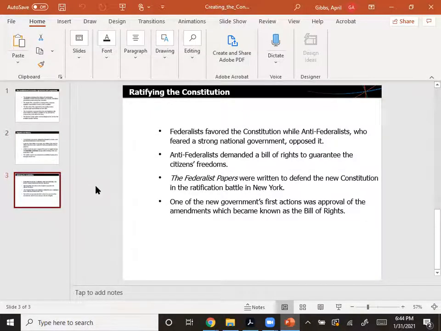Federalists favored the Constitution, while Anti-Federalists, who feared a strong national government, opposed it. Anti-Federalists demanded a Bill of Rights to guarantee the citizens' freedoms. The Federalist Papers were written to defend the new Constitution in the ratification battle in New York. They would literally publish letters to each other in the newspaper under pseudonyms quite often, so they could have this debate. One of the new government's first actions was approval of the amendments, which became known as the Bill of Rights.